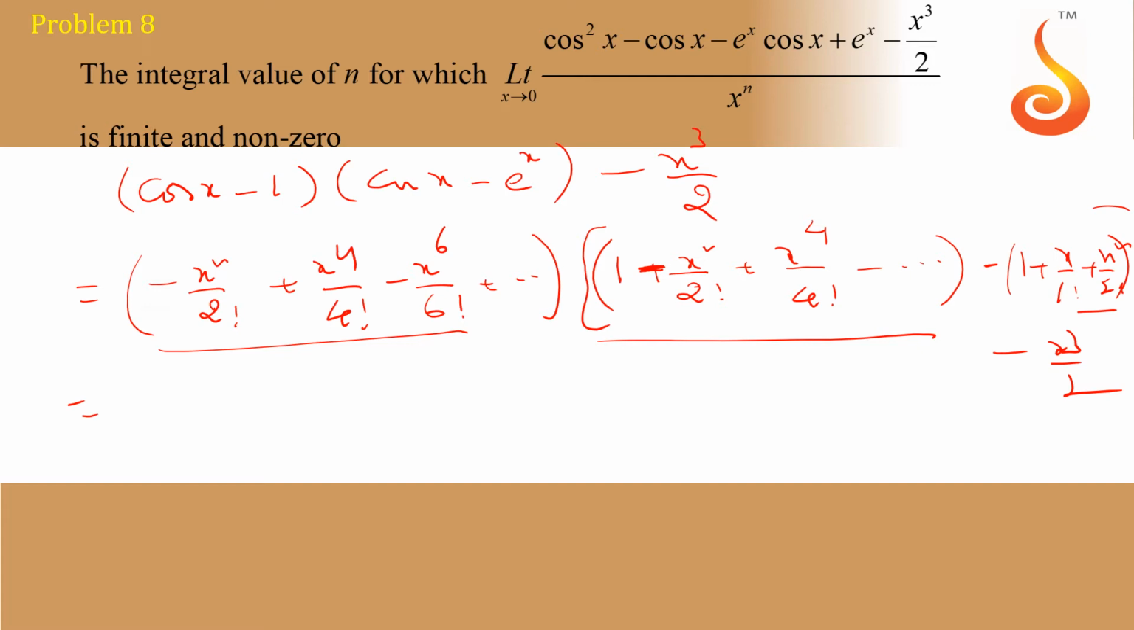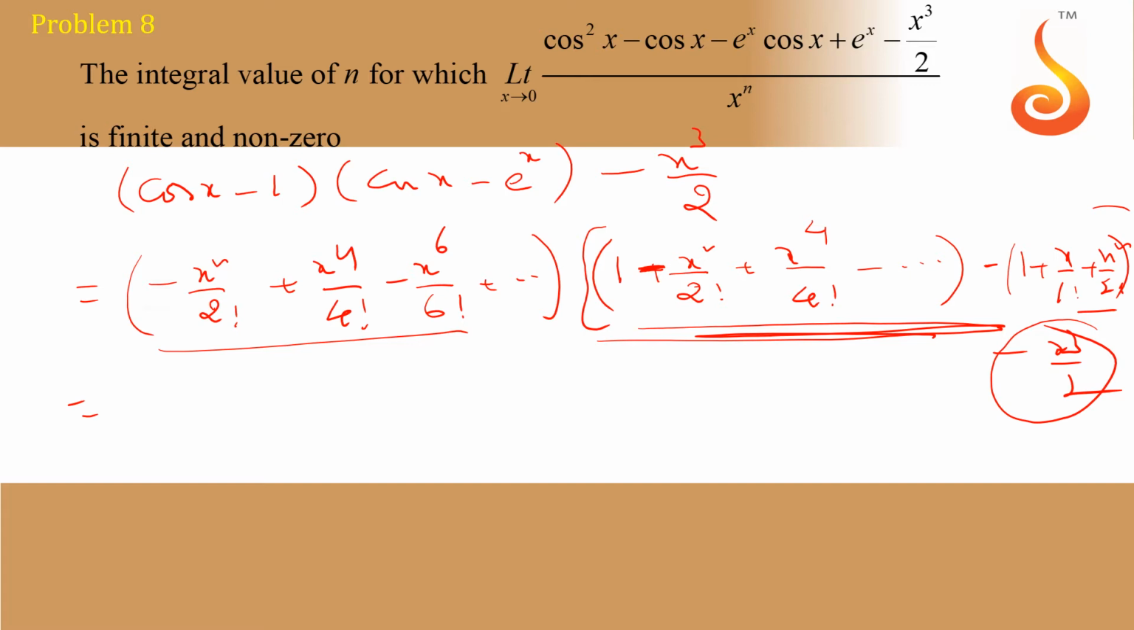so what is the first term you will get? As 1 is getting cancelled, can I say you are getting minus into minus plus x cube by 2 factorial? See, 1 gets cancelled, x square by 2 factorial minus x. So this is minus x square by 2 factorial. Now what is the least degree in this bracket? Minus x by 1 factorial is the least one. So minus x square by 2 factorial into minus x by 1 factorial is plus x cube by 2 factorial. It cancels this.